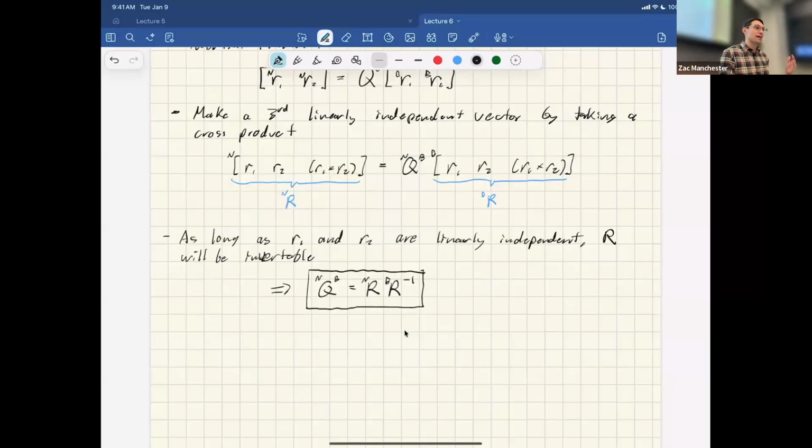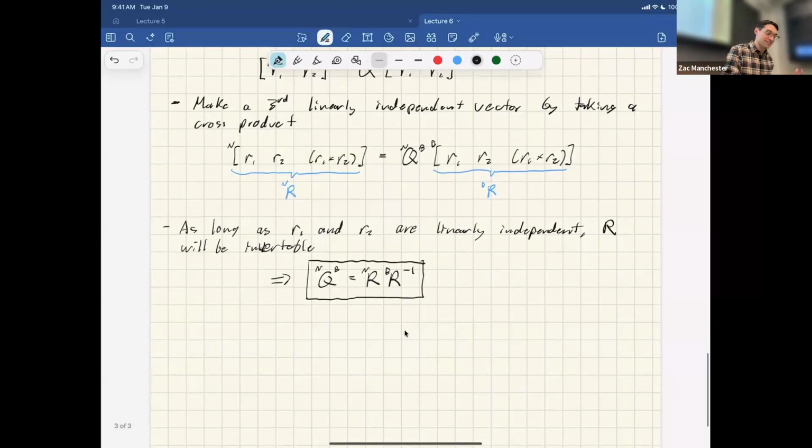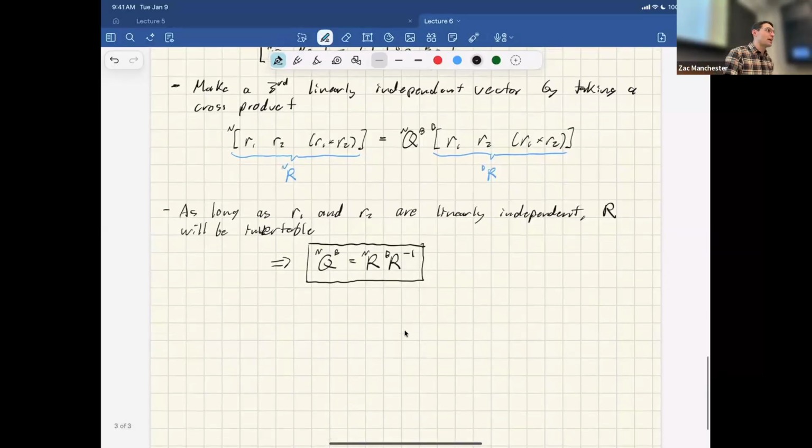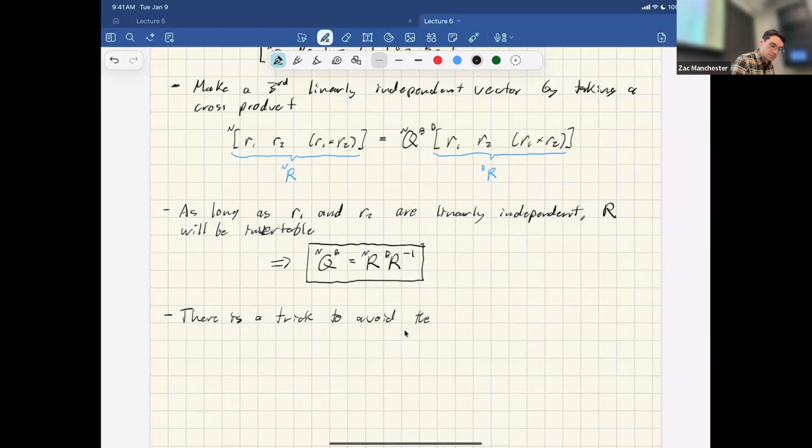But in the 60s, when they had really crappy onboard computers, inverting a 3x3 matrix seemed like a lot. So they came up with clever tricks to avoid the matrix inverse. I'm going to tell you about those tricks now because they're kind of fun and they're historically interesting. This is the classic TRIAD method. So there's a trick to avoid the matrix inverse.